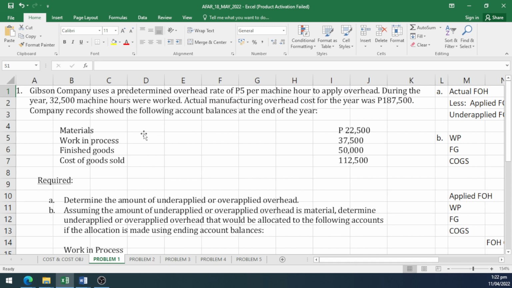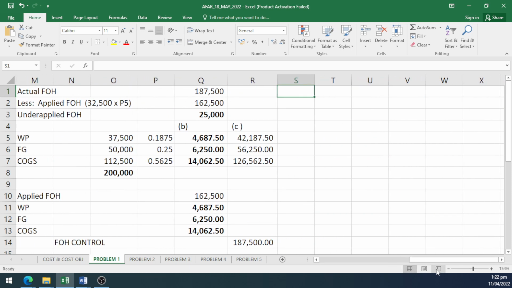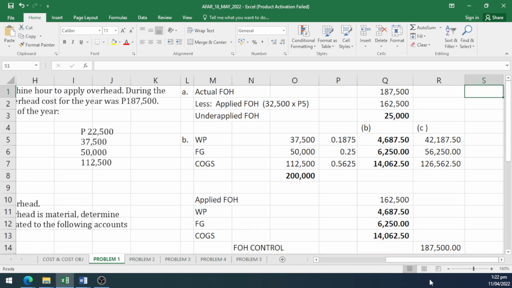The actual machine hours ay 32,500 at yung predetermined rate ay 5. So 32,500 times 5, that's the applied overhead, which is 162,500. Yan po yung debit to work in process, credit to applied factory overhead.